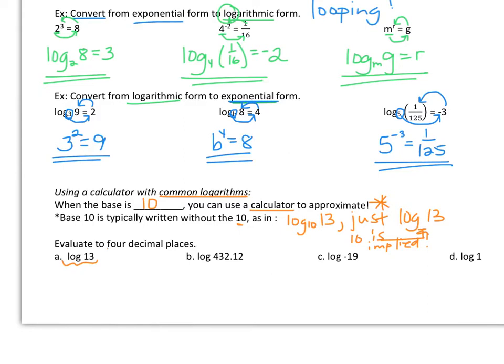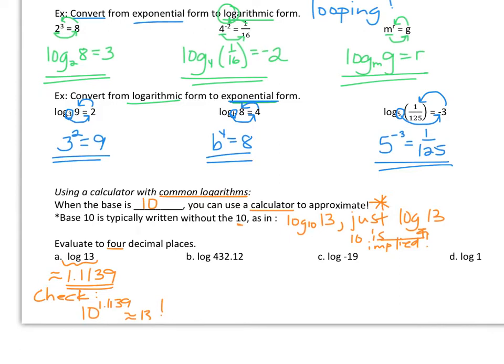If we evaluate to 4 decimal places, you get approximately 1.1139. Here's a great way to check this. Since this is the inverse of an exponential function, if you type 10 to the 1.1139 power, guess what? You'll get approximately 13. So we're just showing you the different form for that exponential function.